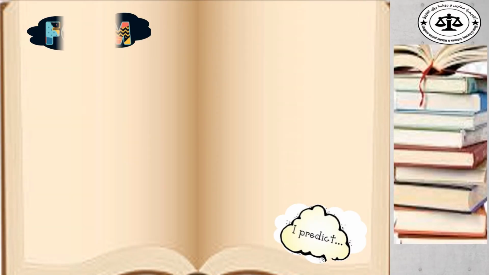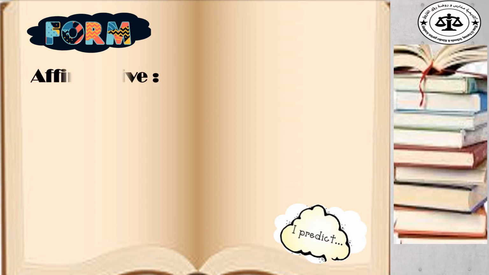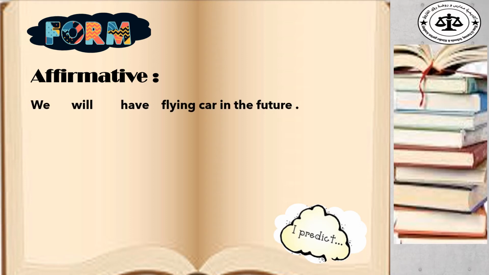Let's start with the forms of will. The affirmative form of will. Look at this sentence. We will have flying cars in the future. So, this is a prediction of having flying cars in the future. We use here will.